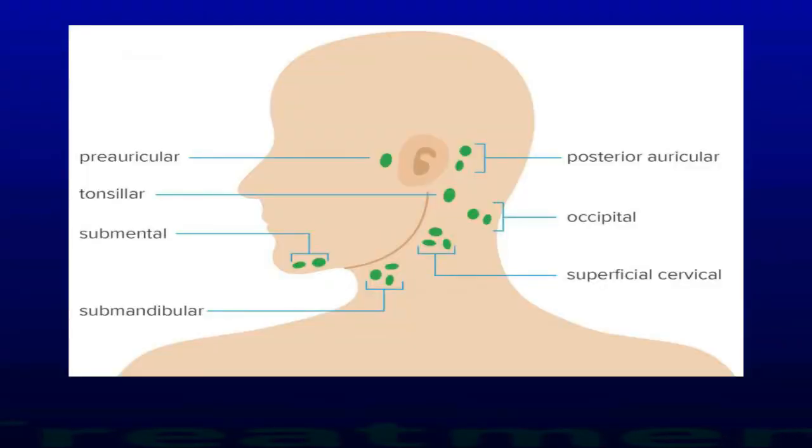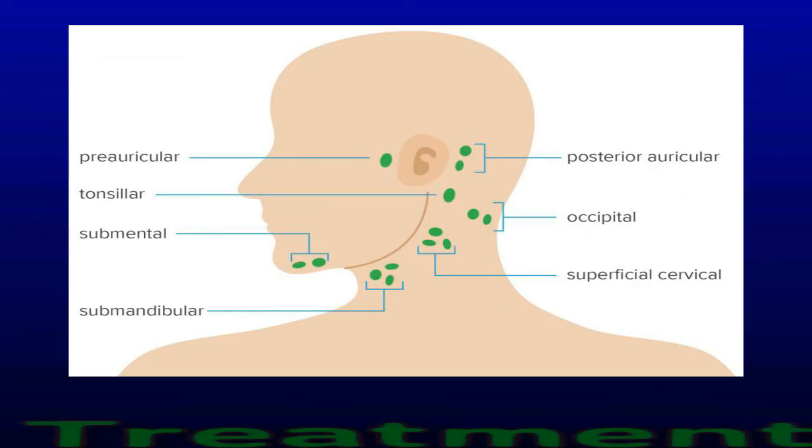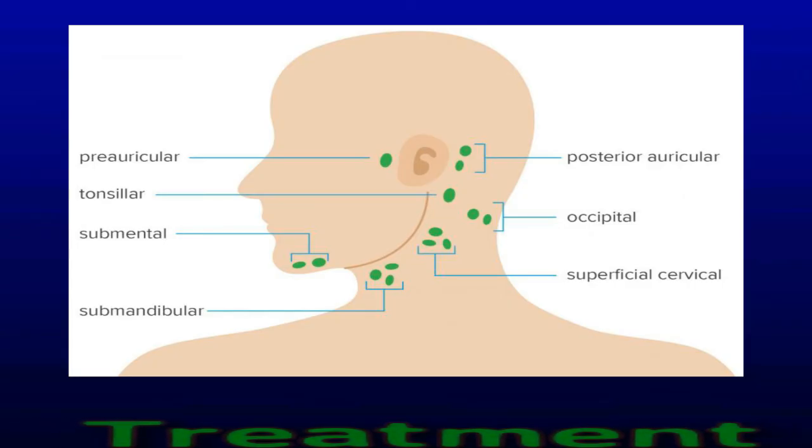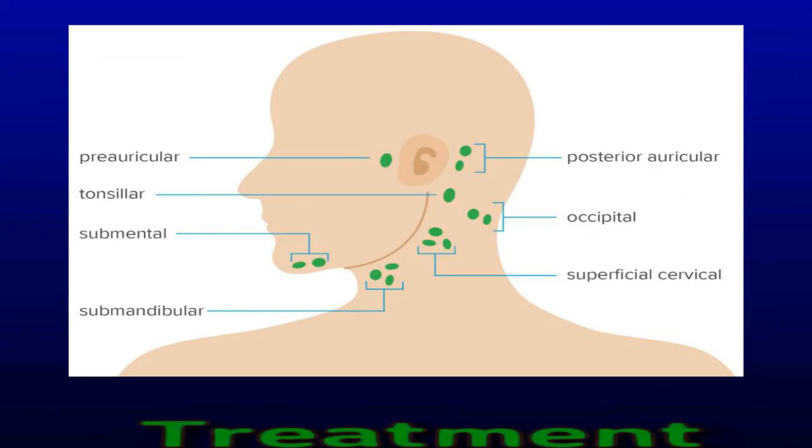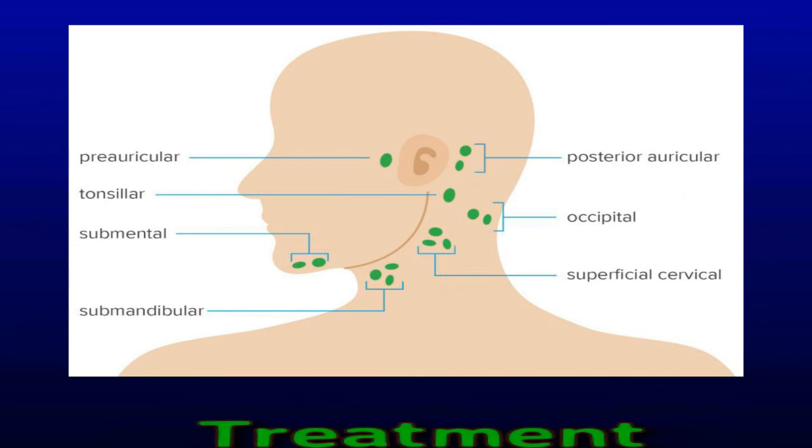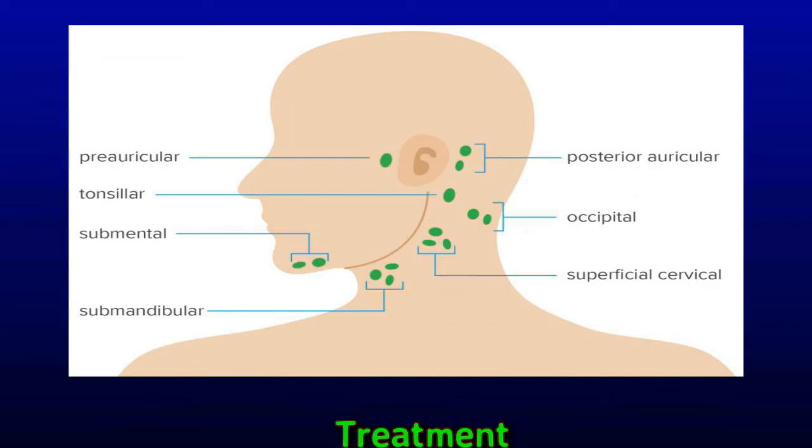Treatment. The type of treatment for swollen occipital lymph nodes depends on the cause. Minor skin infections may only need at-home care, while more complex infections such as ringworm may require a prescription. Occipital lymph nodes usually go back to normal after a person gets treatment for the underlying cause.